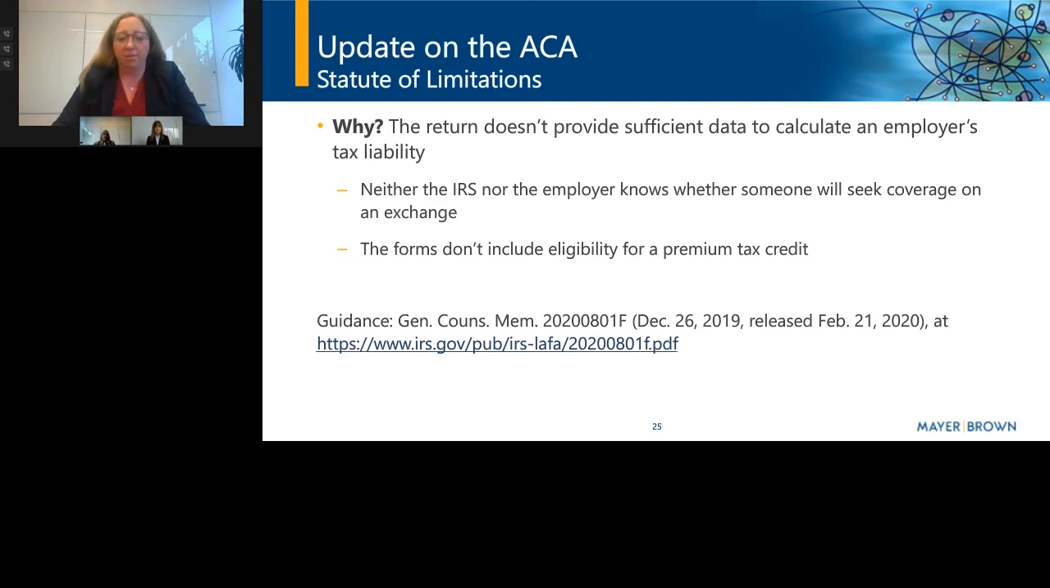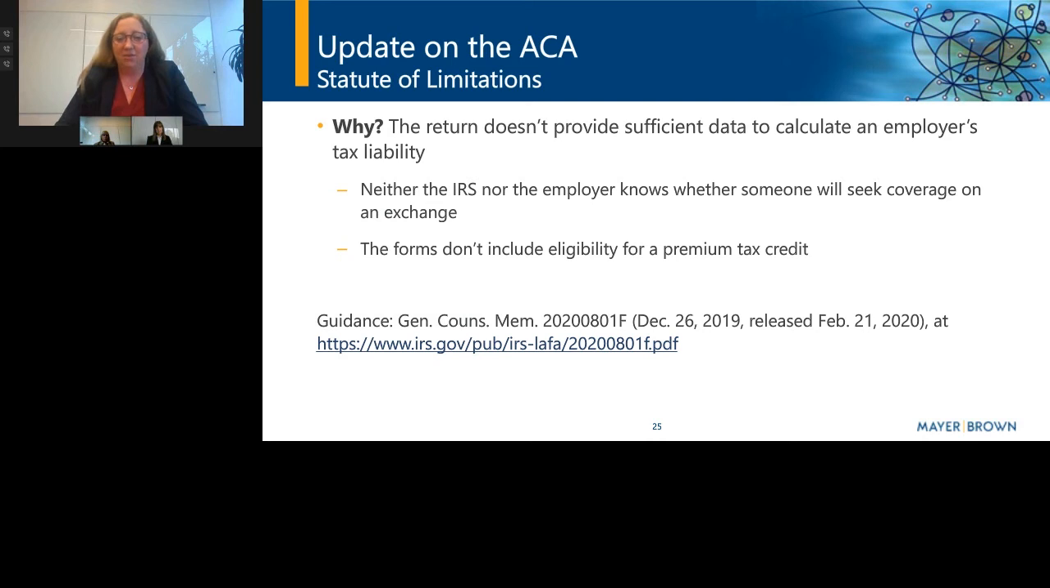You will know whether an employer might be liable for a payment by looking at those forms, because you'll see whether they failed to make an offer of coverage or the offer of coverage wasn't affordable or didn't provide minimum value. However, what you can't tell from those forms is whether an employee went to an exchange and got coverage or received a premium tax credit. Of course, you and I know that there's absolutely no way for an employer to have that information.